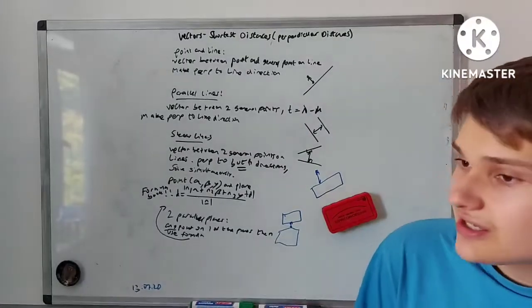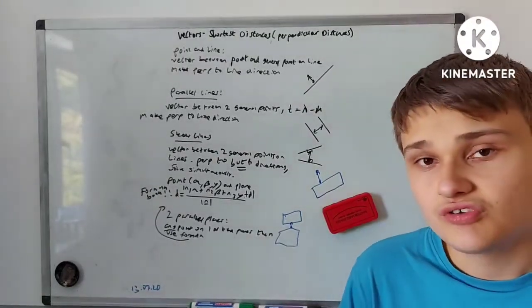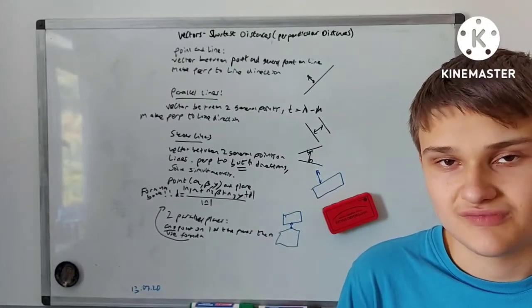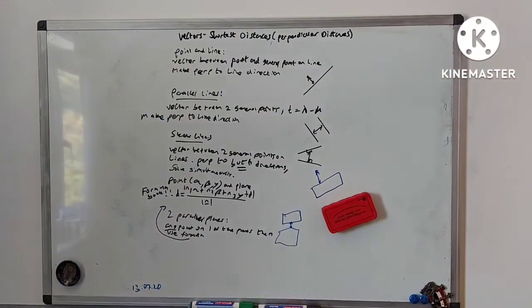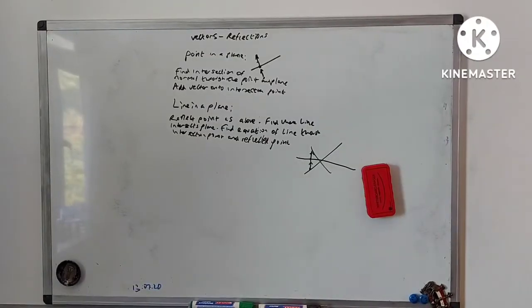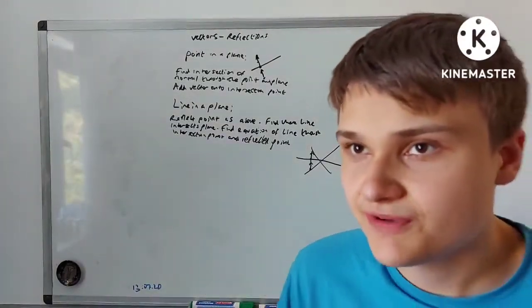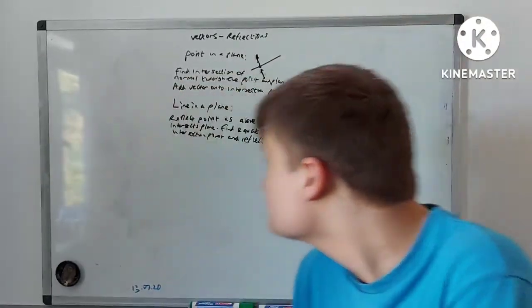So the last bit is what I consider the hardest bit, which is reflections of vectors and points in vectors. Let's go in next. Okay, so this is my last bit now for Tokyo 1 and we're finished.